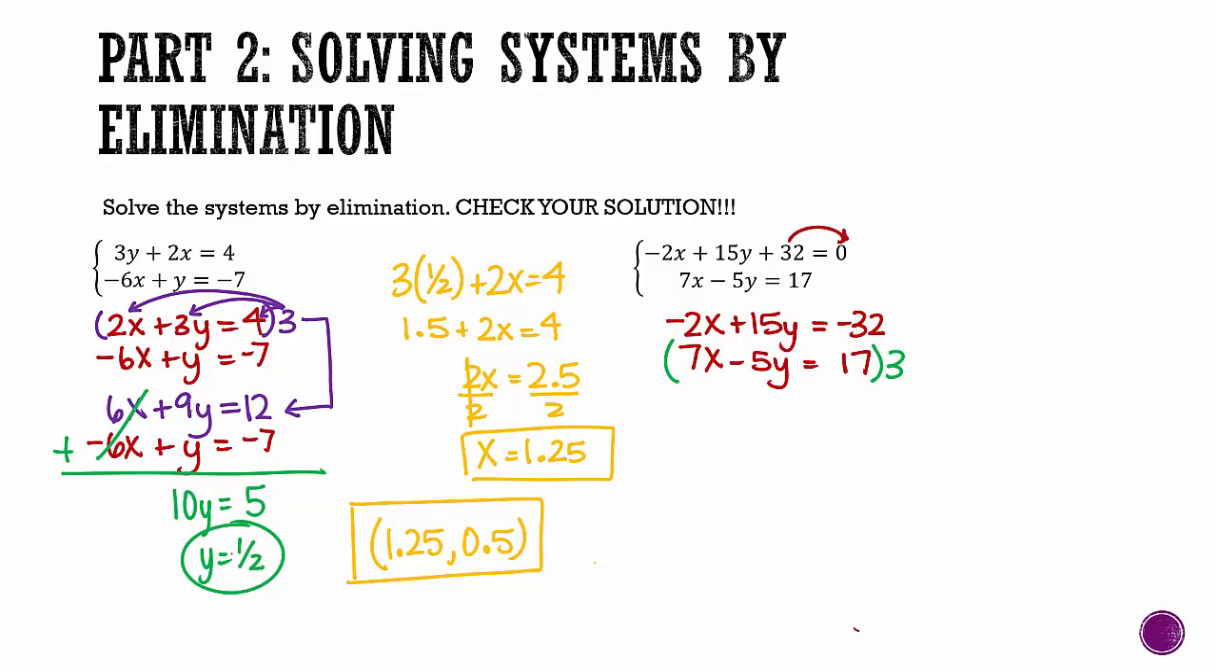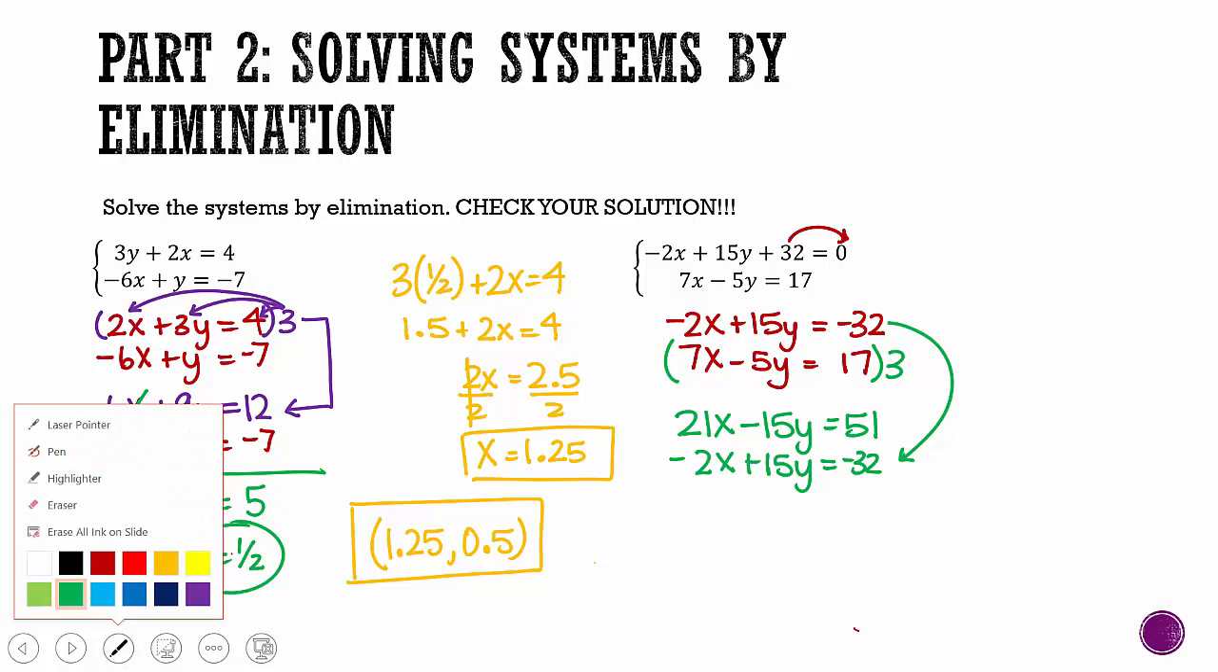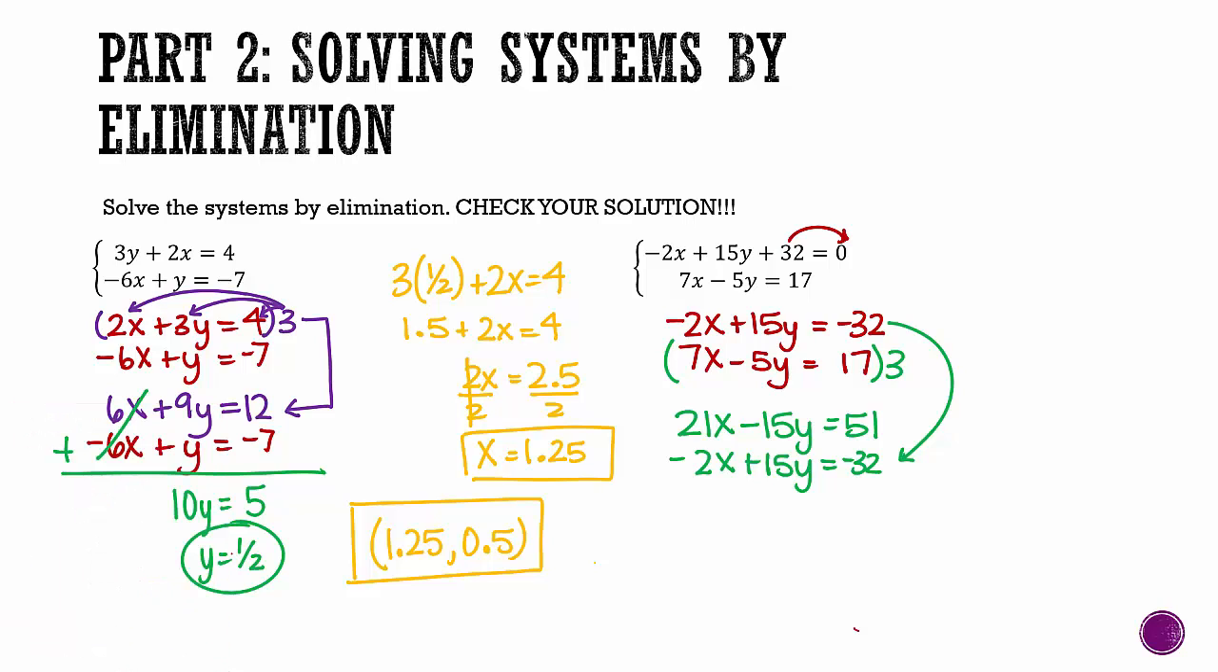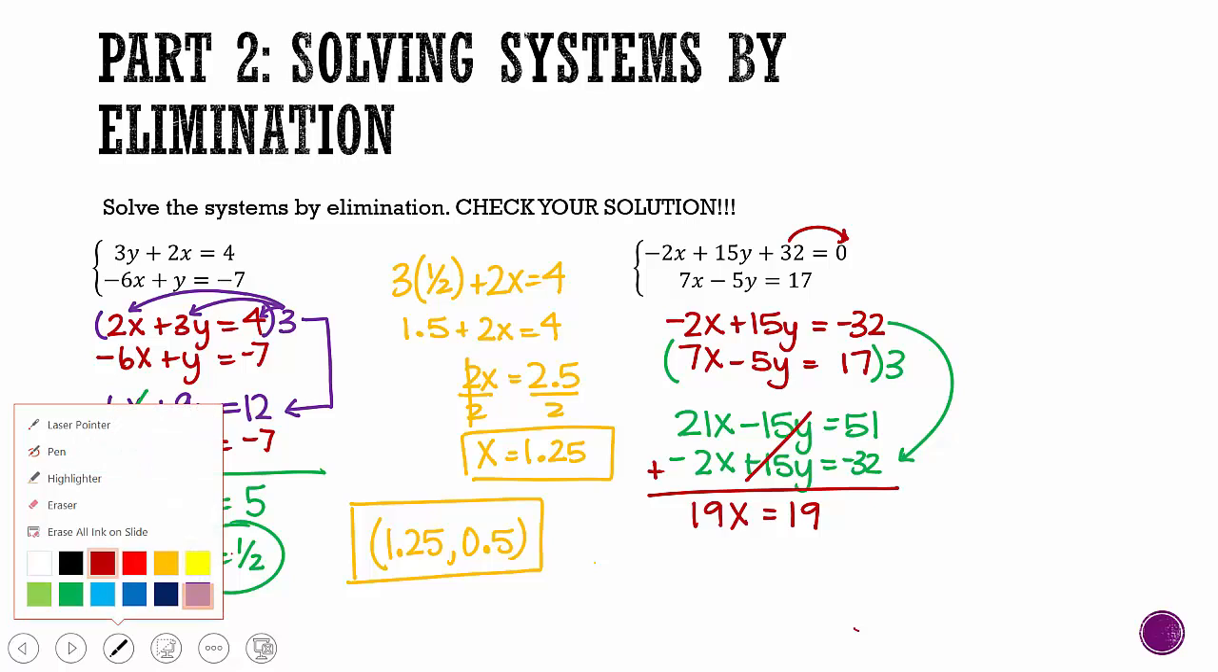So we can end up with 21x minus 15y equals 51. 17 times 3. And then I'm just going to keep this guy the same. I'm just going to bring it on down here, because now my y's will cross off if I add these two things up. So let's add them together. 21x minus 2x gives me 19x. These guys cross each other off, and we end up with 19 here. Super easy equation to solve.